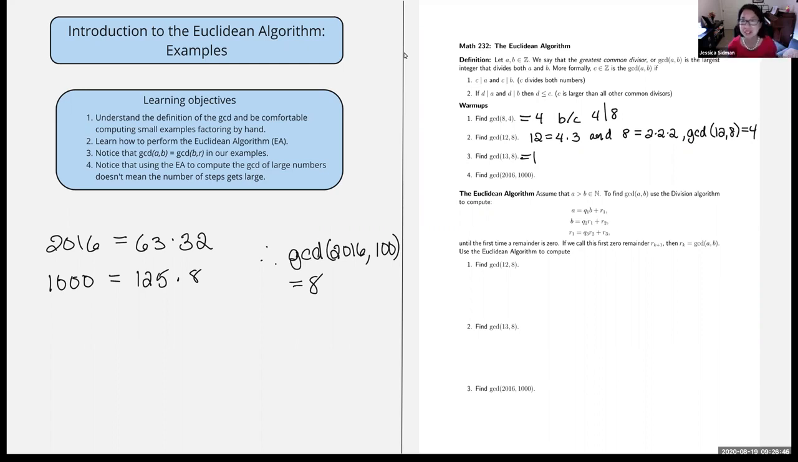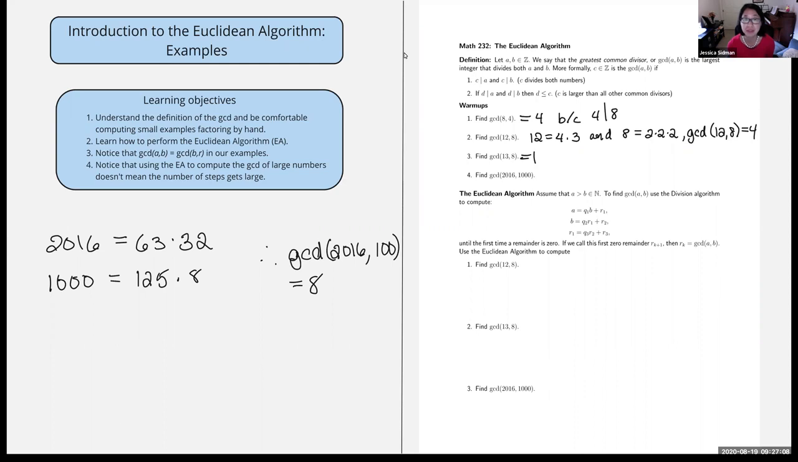All right, so the Euclidean algorithm, we're going to assume that A and B are both natural numbers and A is greater than B, because if they're equal, then the GCD is just that number. Okay, so we're going to find the GCD using the Euclidean algorithm, we're going to use the division algorithm over and over and over again.